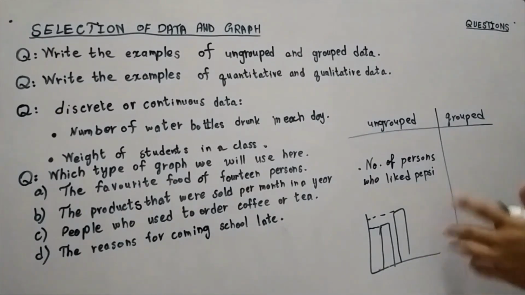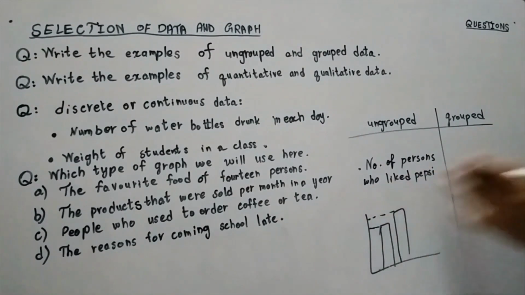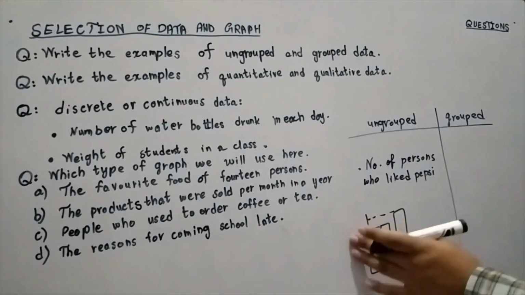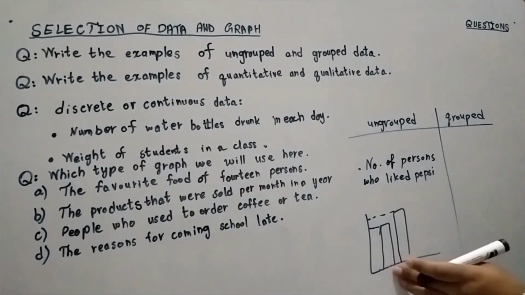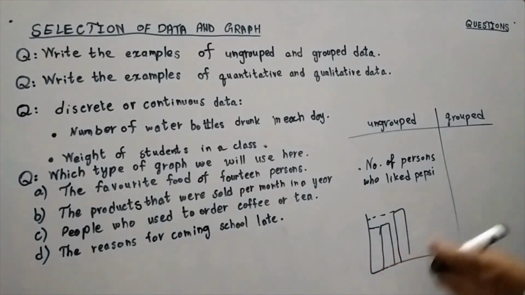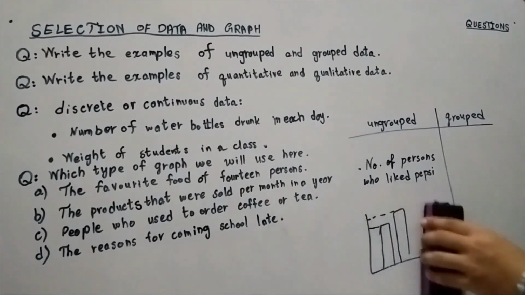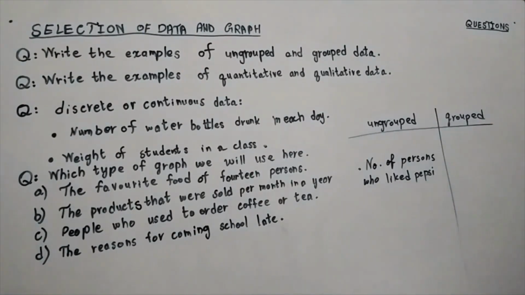So we can say that this is an example of ungrouped data, because here we have frequency, not in grouping. Here we have distinct frequencies. Clear? Now let's write another example.